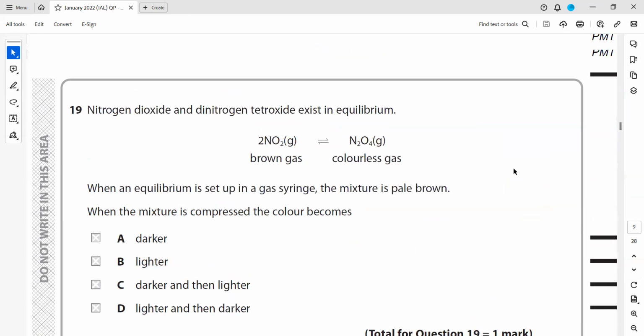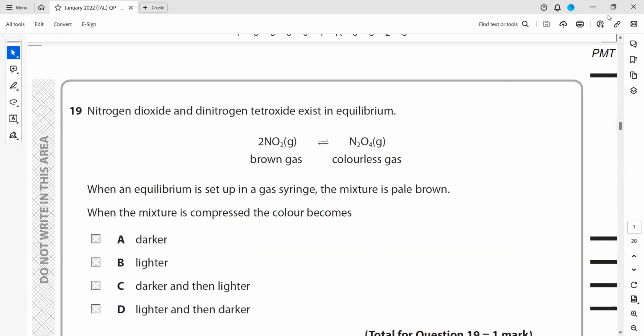So this was Unit 2 MCQs from January 2022.